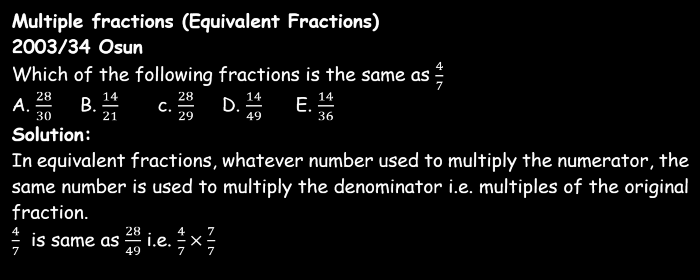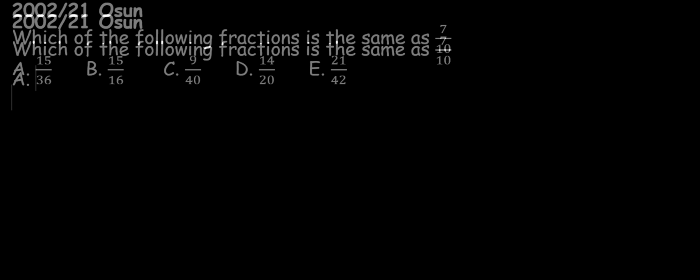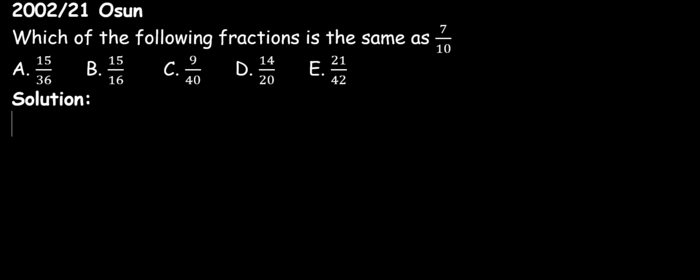Another example. Which of the following fractions is the same as 7 over 10? The options are given. Solution. 7 over 10 times 2 over 2 is the same as 14 over 20. That is the original fraction and its multiple of 2.